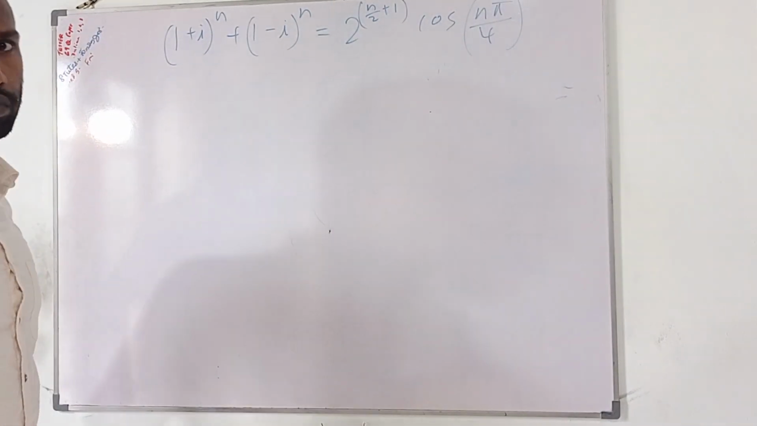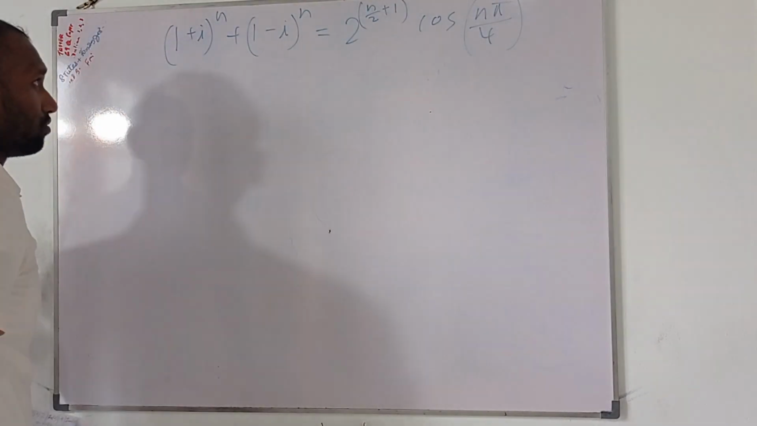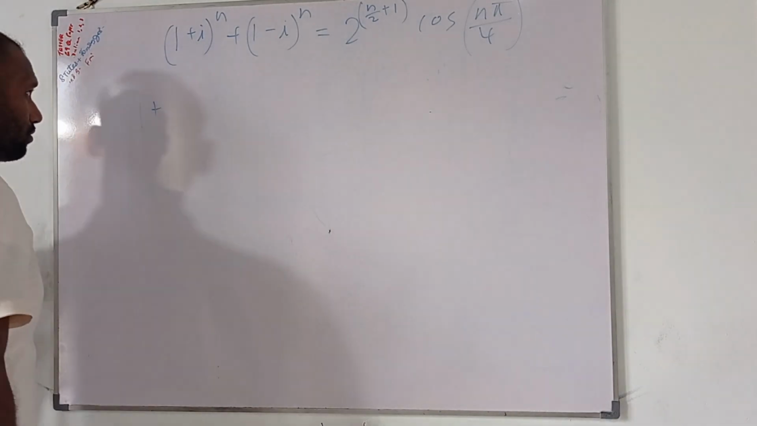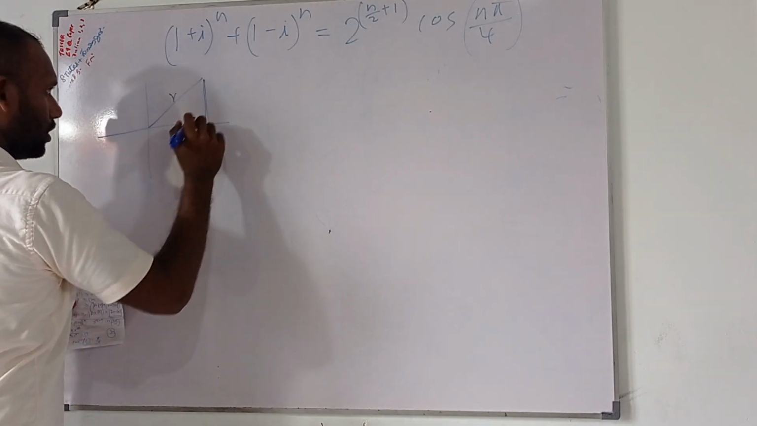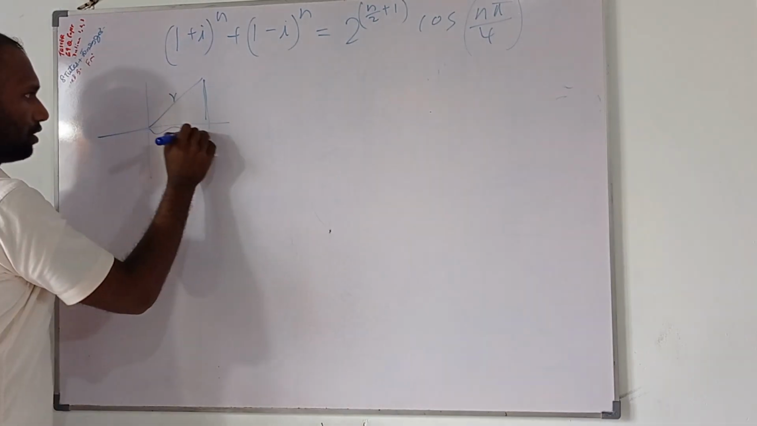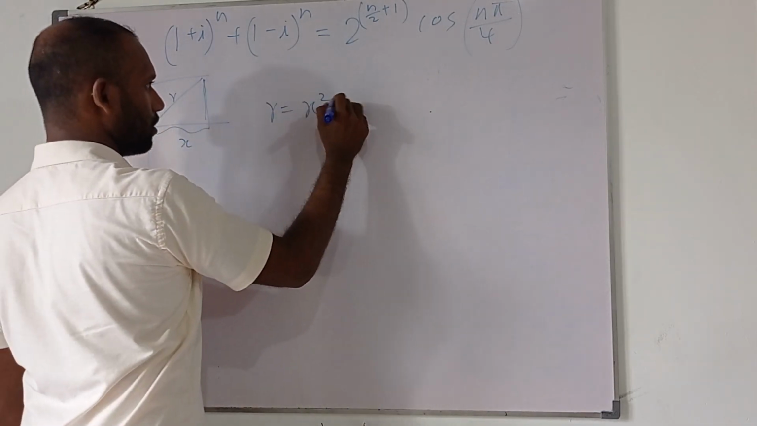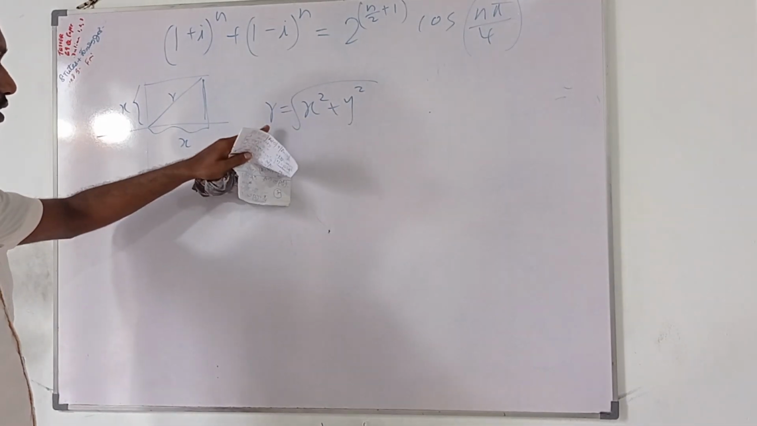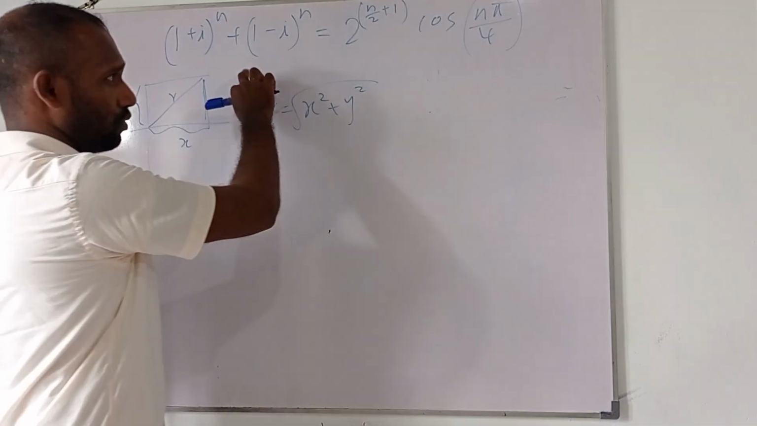So how to prove this formula? So we know that first of all, if this is r, so r equals square root of this. So we need this for the proof to get this result. Okay.